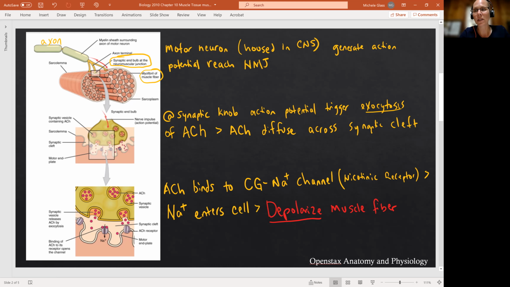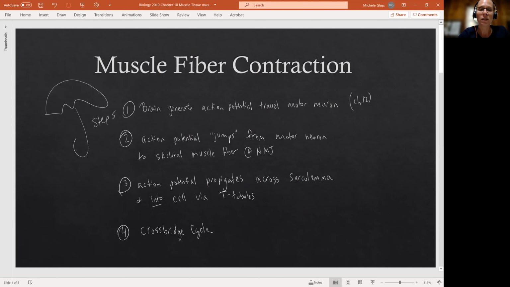So if we go back to our beginning sequence, we said that the brain generated the action potential and it traveled down the motor neuron. So we just kind of said that. We're going to pick up those details in chapter 12. And so you'll get more information on that in the future. We just outlined the big step 2. The action potential jumps from the motor neuron to the skeletal muscle fiber at the neuromuscular junction. So it's jumping because of that acetylcholine diffusing across the synaptic cleft.